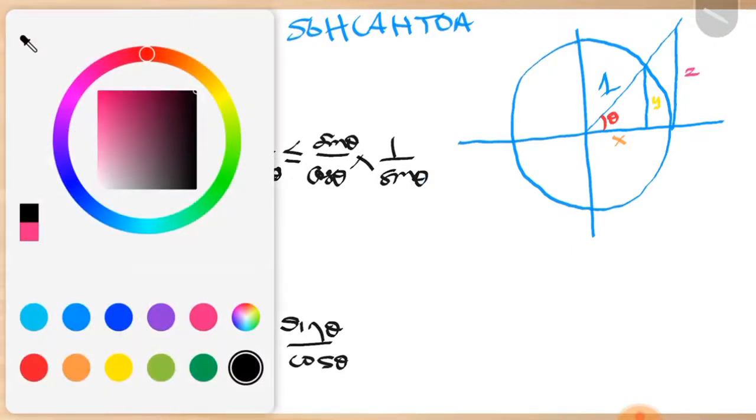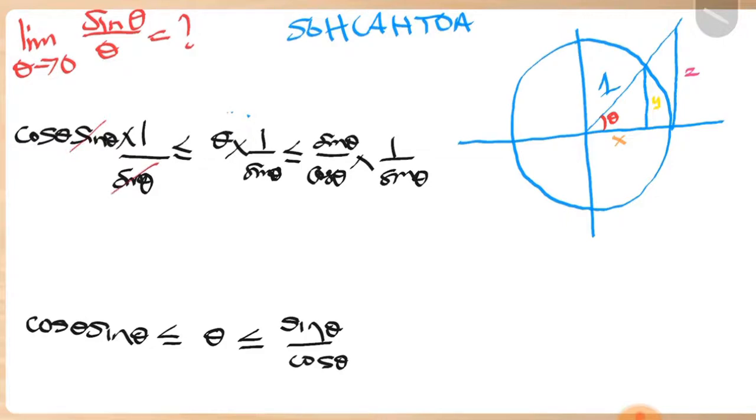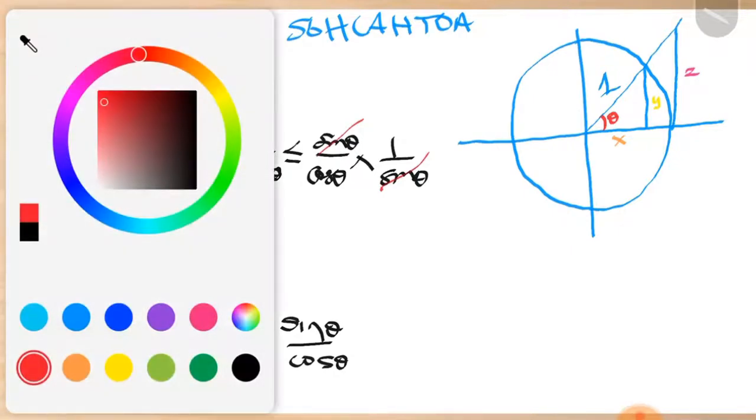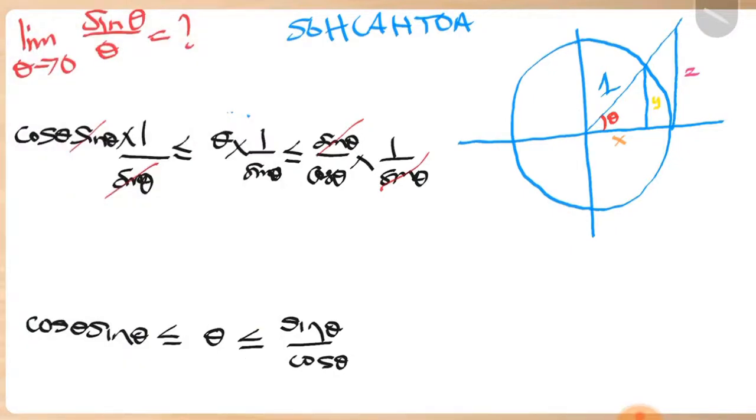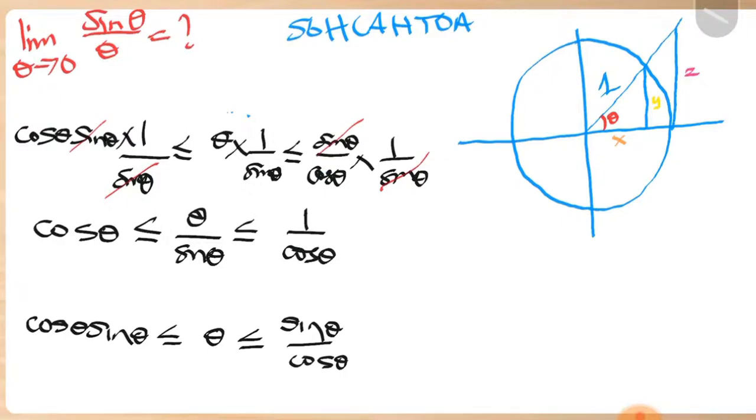So sine theta cancels out sine theta, and sine theta cancels out sine theta. So we now have cos theta times 1, which is the same thing as cos theta, then lesser than or equal to theta over sine theta. Then this is lesser than or equal to 1 over cos theta. Let me clean this up a bit.